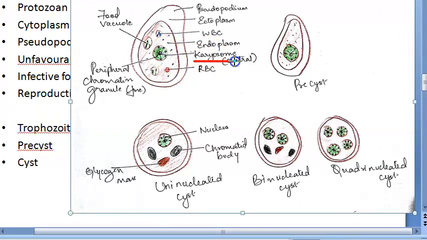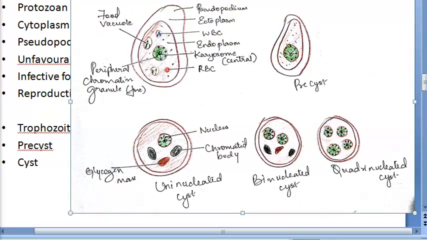Karyosome they have written. It contains nucleus, food vacuoles. You can see the food vacuole, and there's one more food vacuole here. Then you can see RBCs, that's erythrocytes, and occasionally you can see WBCs. And some tissue debris can be found. Fine. This is the description of the endoplasm.